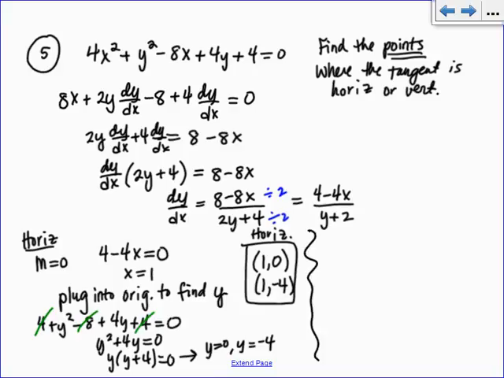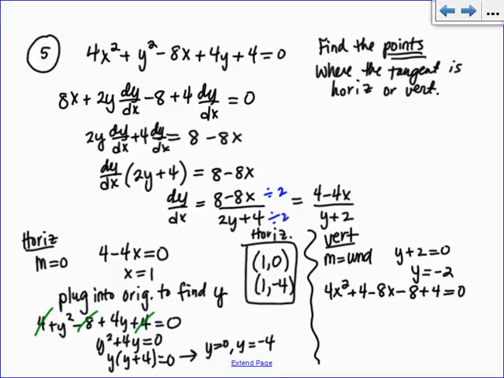All right, so now what if we want vertical? For vertical, we want our slope to be undefined. So the only way for our slope to be undefined when we have that fraction, 4 minus 4x over y plus 2, is if y plus 2 is equal to 0. We set our denominator equal to 0, so we get y equals negative 2. But again, we don't have a point, we just have a y value. So now we go back in, and we plug in y. So we have 4x squared plus 4 minus 8x minus 8 plus 4 equals 0. So I plugged in y equals negative 2.